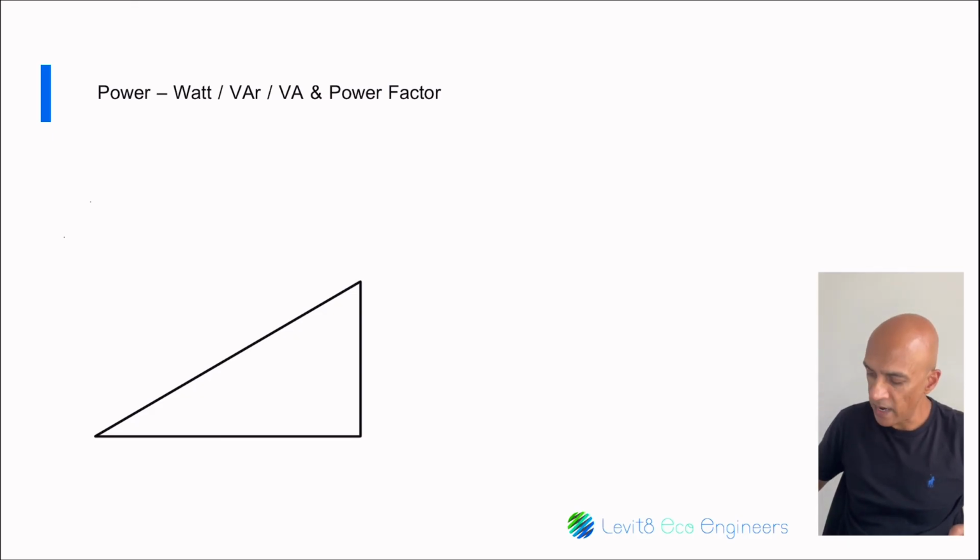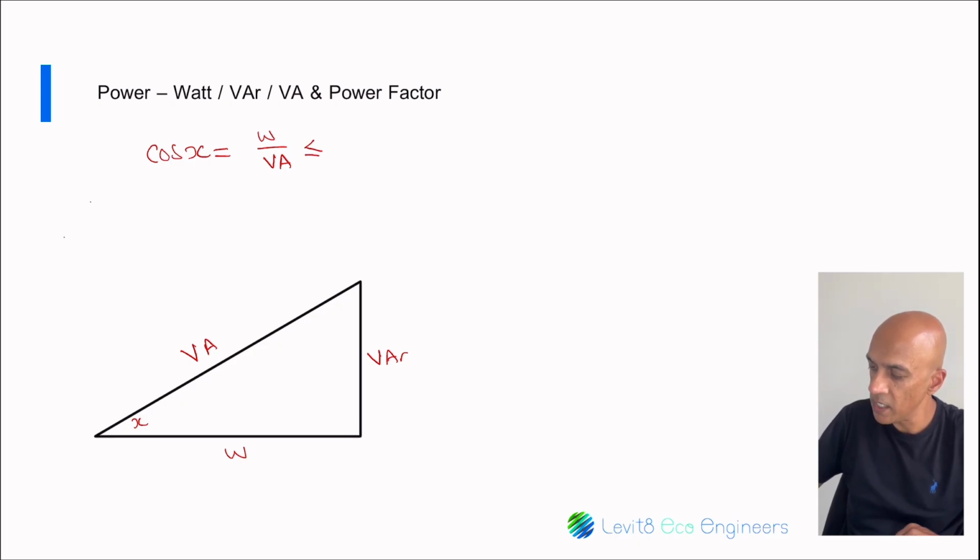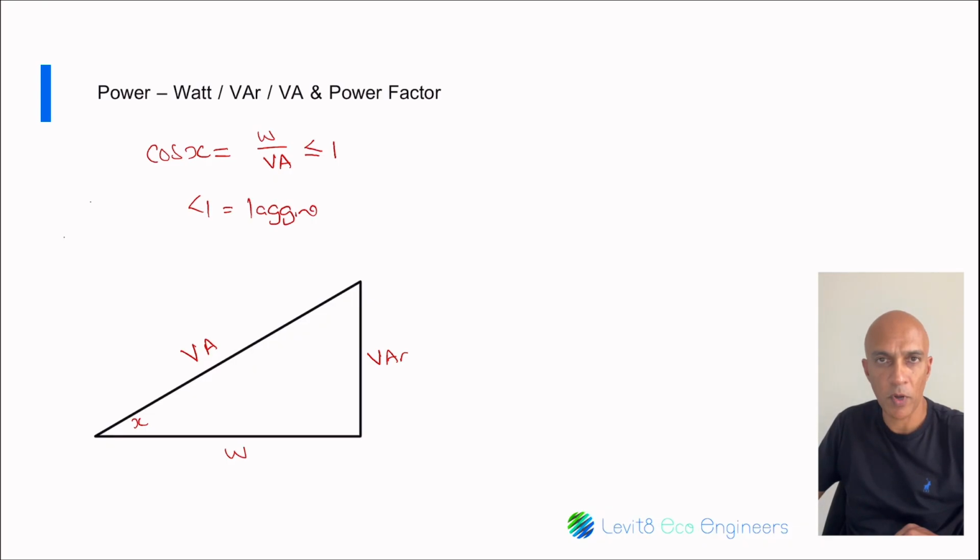So we have a right angle triangle, and on this right angle triangle, your VAs would normally be on the hypotenuse. Your flat section here would be the watts, and then you have VAR, and you have an angle X. Now, when we look at this triangle, cos of angle X is equal to your watts over VA, which we want typically to be less than or equal to 1. So less than 1 would be a lagging power factor, and 1 would be a perfect power factor. For a power factor of 1, angle X would be 0, which means your VA and your watts would be the same.